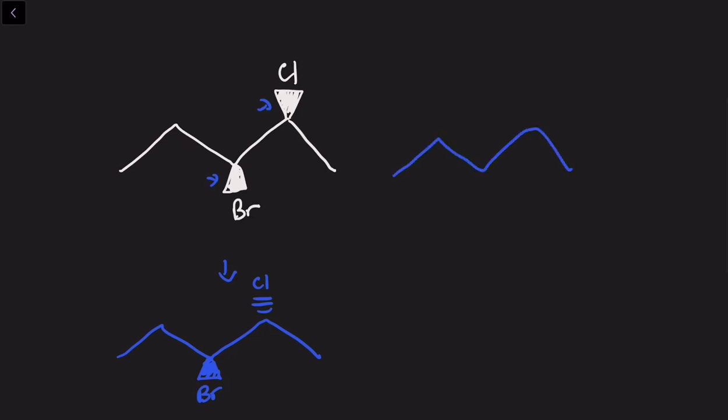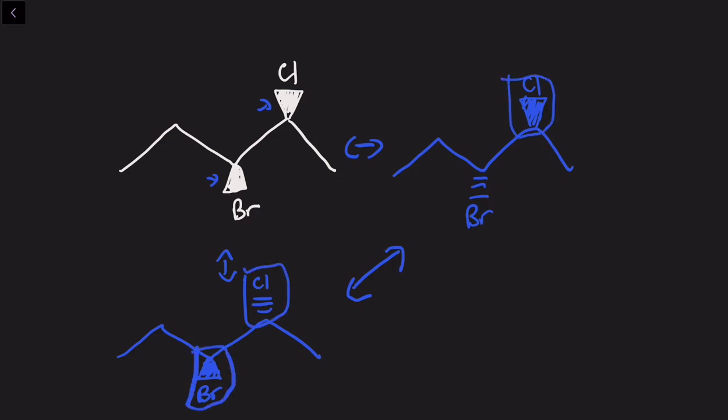We can draw another diastereomer by leaving the chlorine this time and flipping the bromine. Either one of these are diastereomers to the original, and they are also enantiomers to each other. This chlorine is wedged and the other is dashed. This bromine is wedged, the other is dashed.